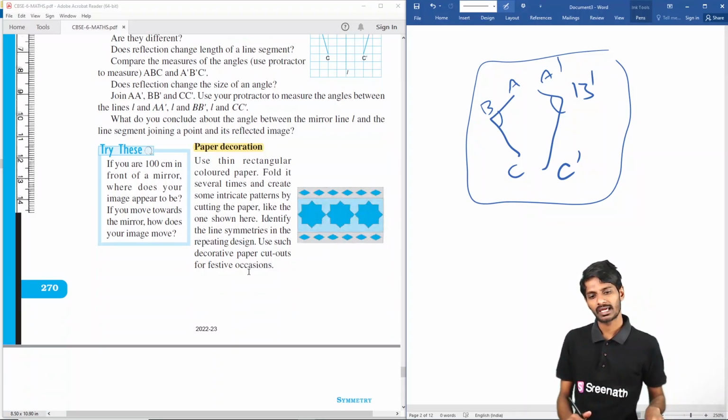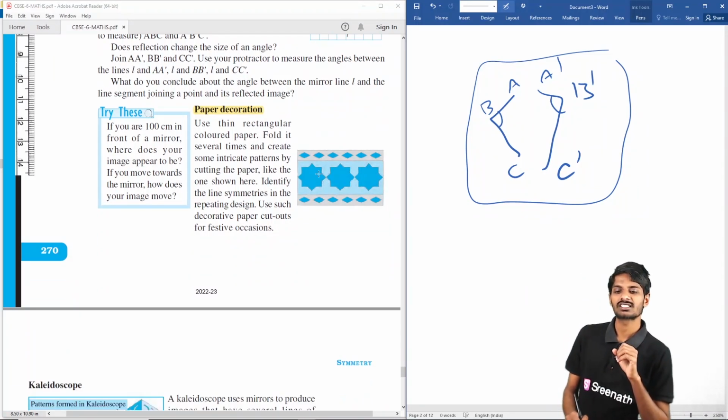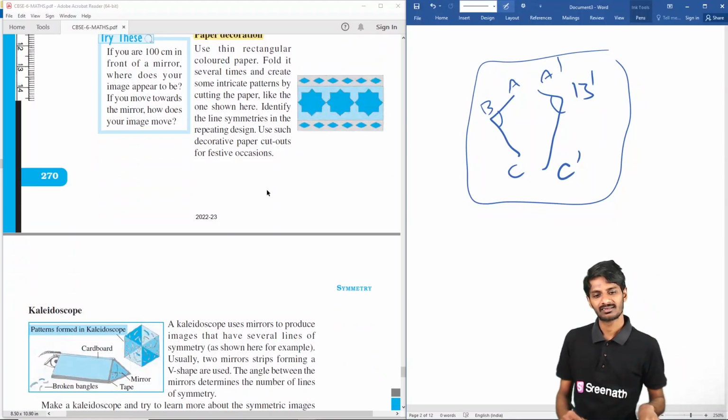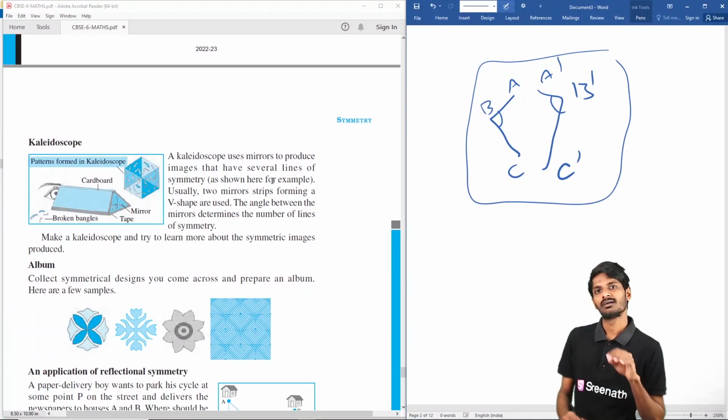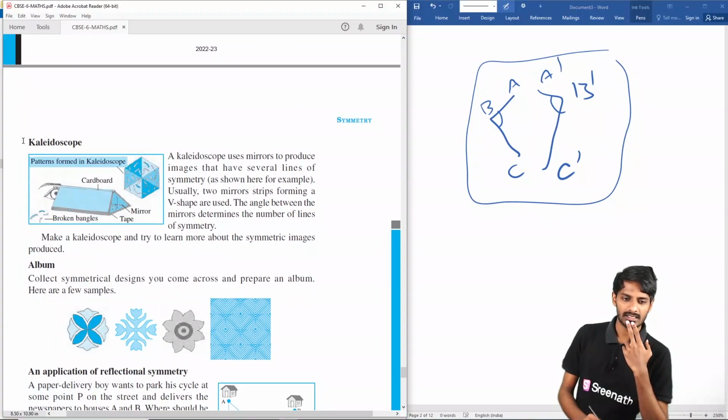Next thing is paper decoration. Have you ever seen this type of paper decoration? How many reflection symmetries does it have? You cut along this side, each will become a pattern and it has symmetry. Play with them, students, if you like, and find out the symmetries and the kaleidoscope.